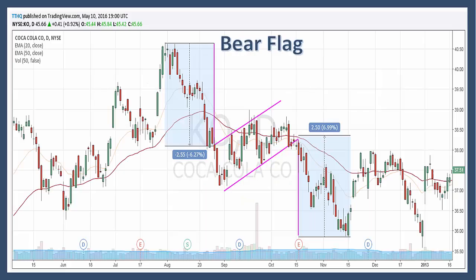Now, bearish flags are comprised of a flagpole, and then the body of the flag is a formation of higher tops and higher bottoms. A bear flag also has a tendency to slope against the trend. The actual trend lines run parallel to each other. Let's take a look at Coca-Cola.